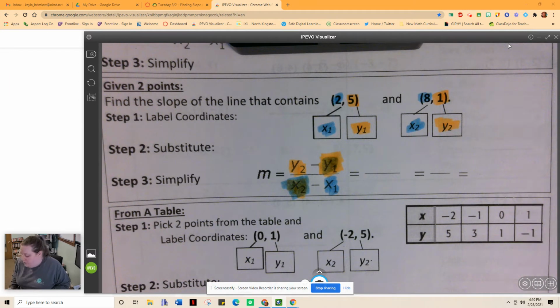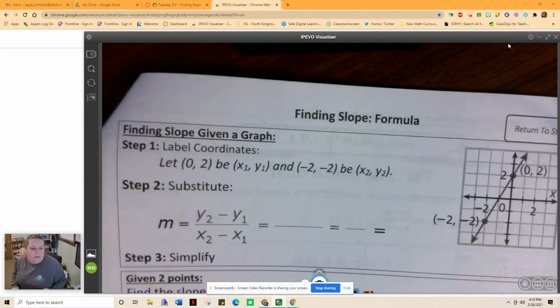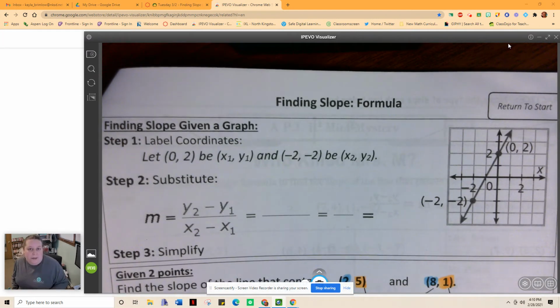So if you have the packet, you can turn to page 25. It looks like this. This is what it says at the top. Or you can get a copy from Canvas, okay?